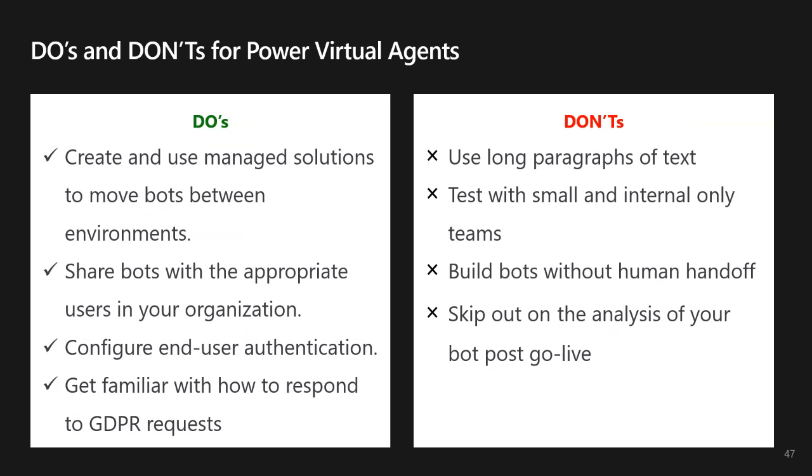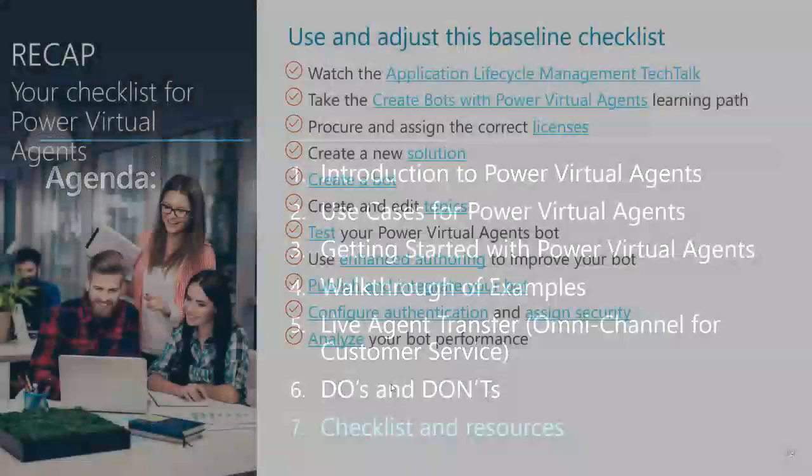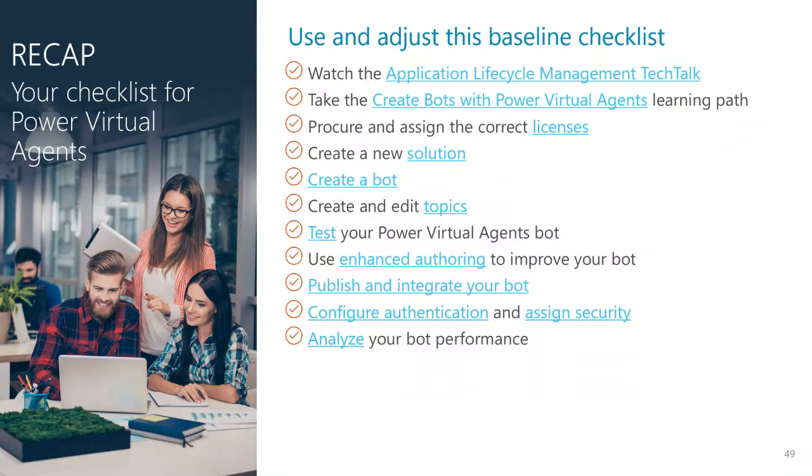So with that, we're going to wrap up very quickly with our checklist of resources and some links. We did have a few questions come in around application lifecycle management and how you manage your bots. I do strongly encourage you to check out the tech talk that focuses specifically on ALM around the Power Platform. And then you're going to go through that process of creating bots, getting the right licenses, making solutions, topics, testing, enhanced authoring, and then publishing. We've got some links in here on each of these steps to make sure that you checkbox off all those different things that you need to do when you're deploying your first bot.